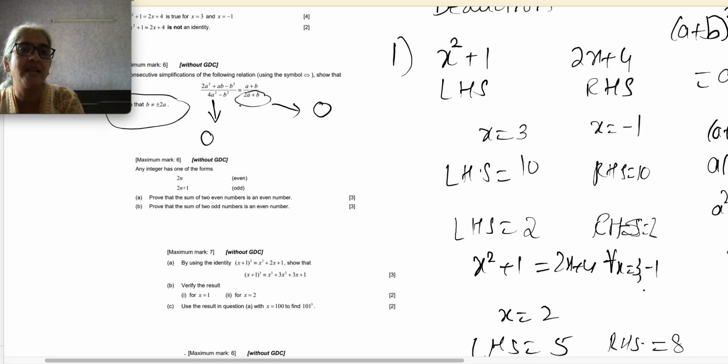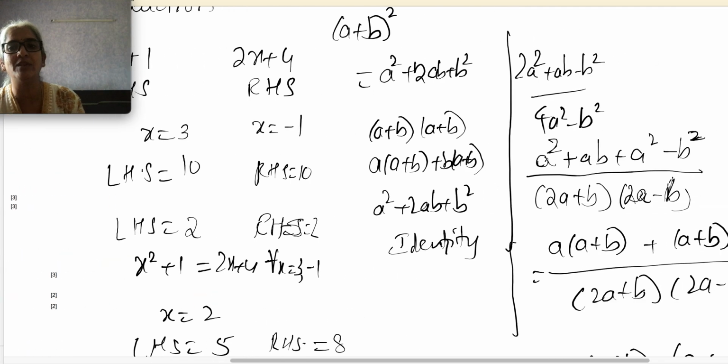The question says any integer, if it's an even number, then I can write it as a multiple of 2. So 2n is a generic form of writing an even number, and 2n plus 1, that means 1 more than an even number, is an odd number. Prove that sum of two even numbers is even and sum of two odd numbers is also even.